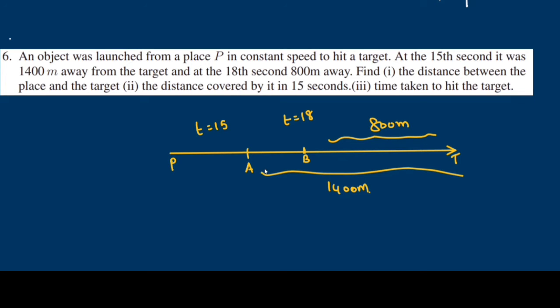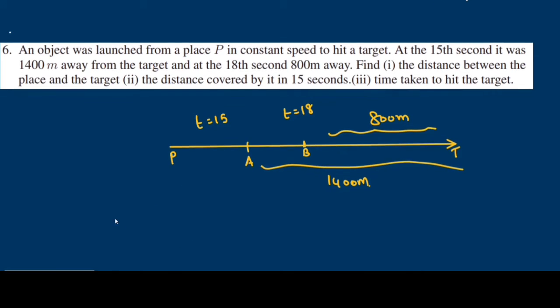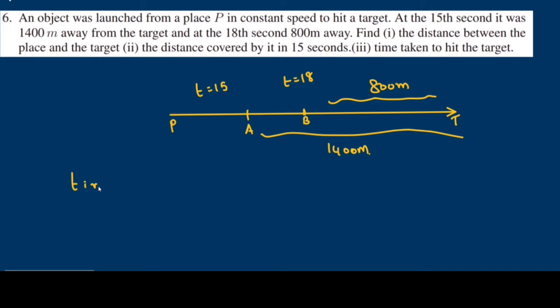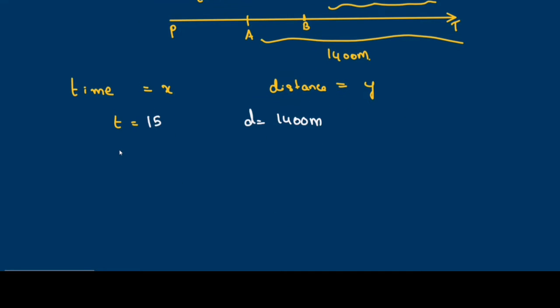Find the distance between the place and the target. So this distance is asked. You have two variables. Which are the two variables here? Time and distance. Let us take time as x and distance as y. When t is 15, the distance is 1400 meters. When t is 18, the distance is 800 meters. So let us take this as x1, y1, and this as x2, y2.